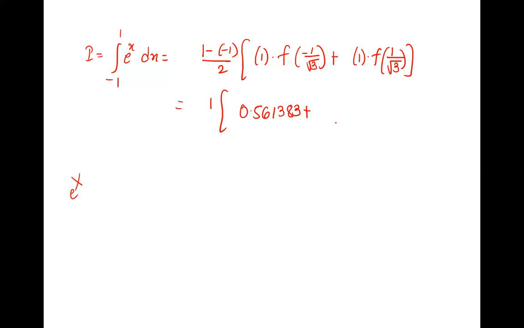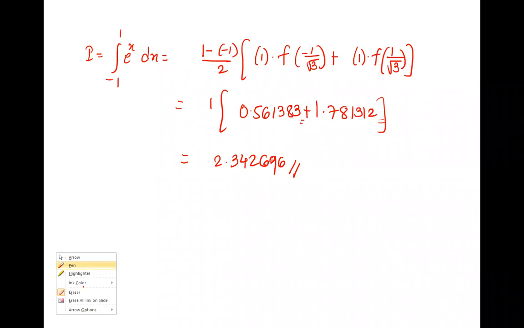Calculate for 1 by root 3. You will get 1.781312 something. It is better that you write the whole part. Add it. What do you get? Check this. 2.342696. Correct. Yes. Right. So this is your answer by Newton's 2-point formula.